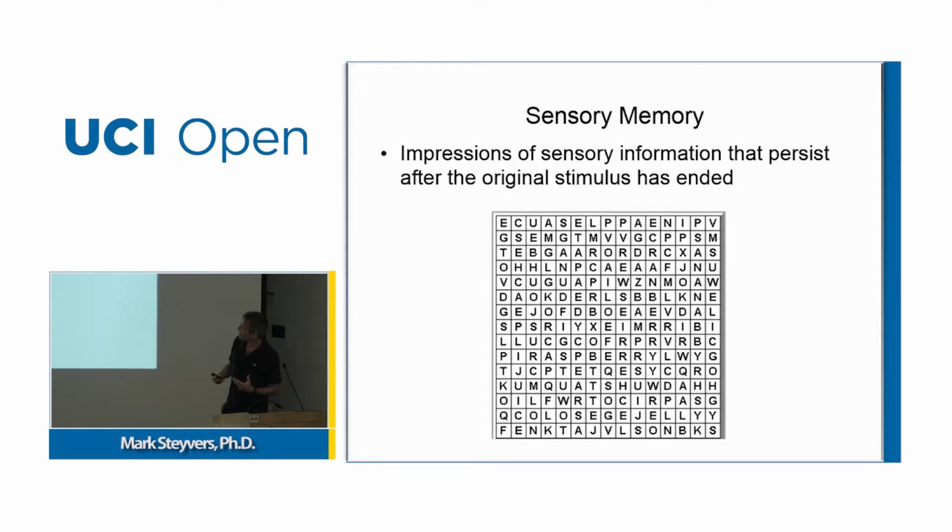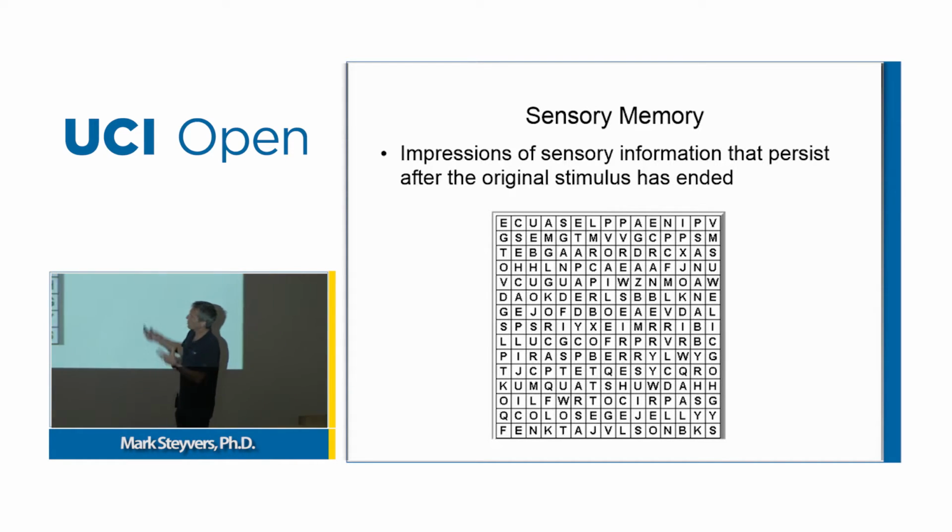So there's something that persists after you take the stimulus away. And you might think that you only briefly remember just a few of these letters, but actually your memory is much better. Your sensory memory is much better than your consciousness suggests.